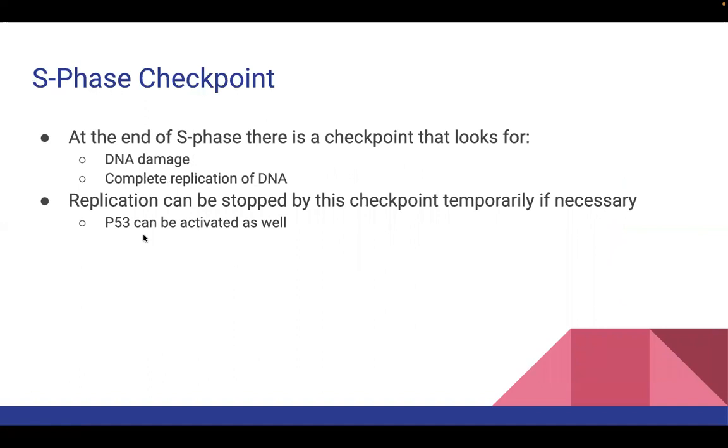So then at the end of S phase is the checkpoint that looks for DNA damage and checks if DNA has been replicated completely. And replication can be stopped by this checkpoint temporarily if necessary. And P53 can also be activated here as well, not just for G1.